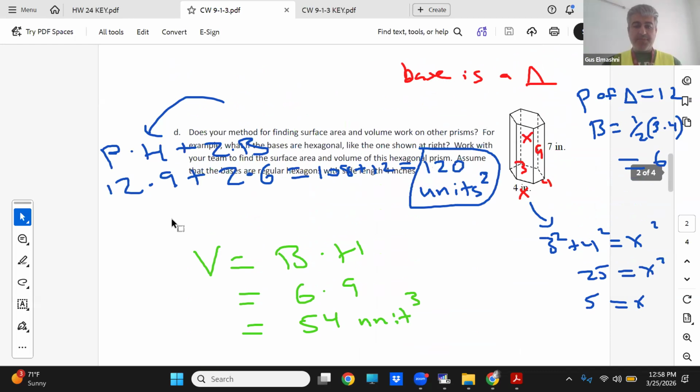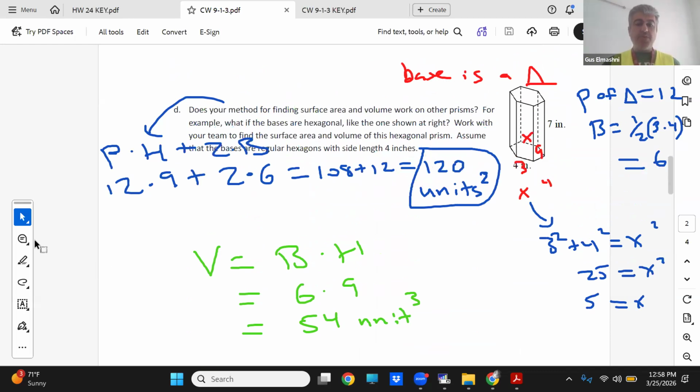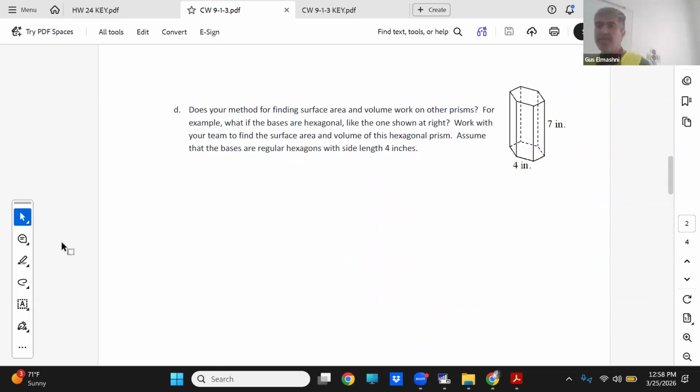Now let's look at part D. I'm going to have you guys do this in your table groups. Now you guys get the idea. And you should know how to find the area of a hexagon. We've done this already. So what you'll need is the area of the hexagon. It is regular. I think it said so. Yeah, they did.